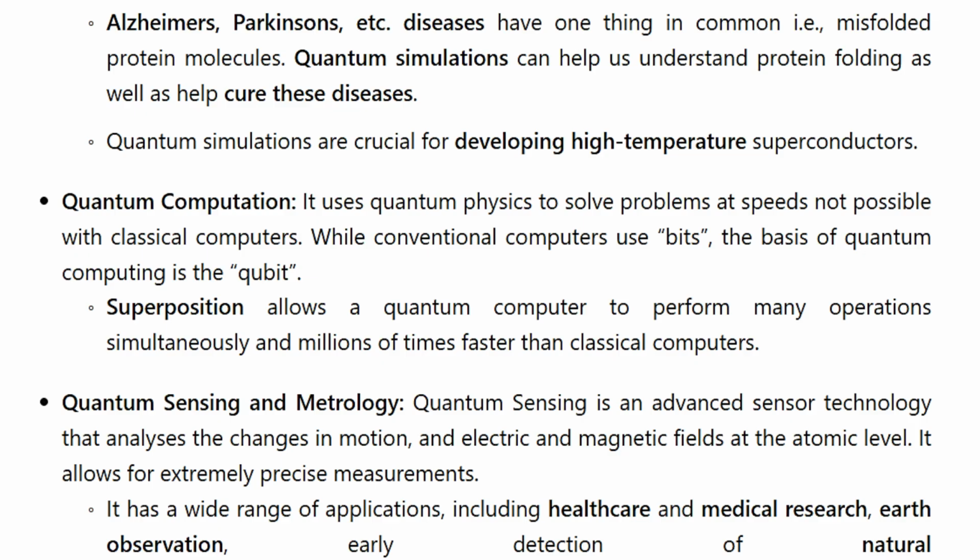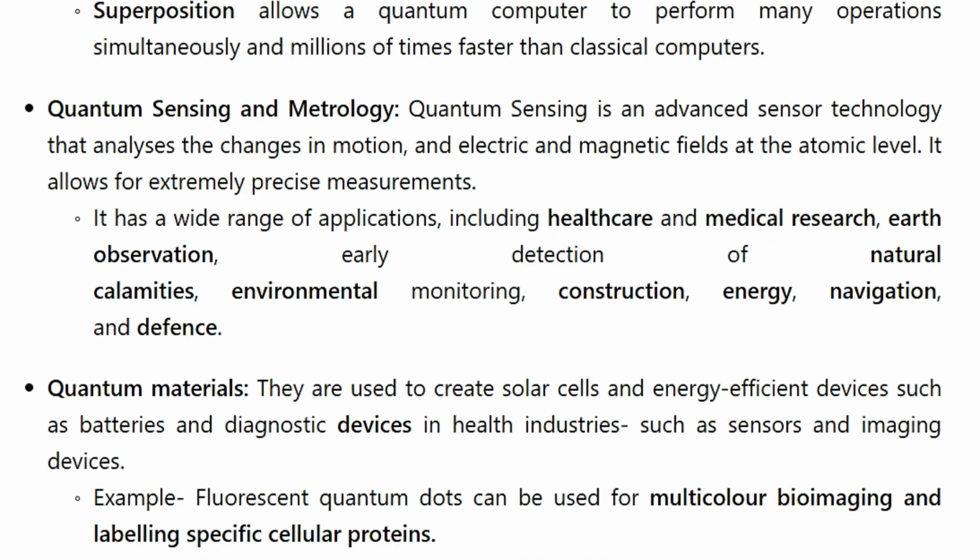Quantum sensing and metrology. Quantum sensing is an advanced sensor technology that analyzes the changes in motion and electric and magnetic fields at the atomic level. It allows for extremely precise measurements. It has a wide range of applications, including healthcare and medical research, Earth observation, early detection of natural calamities, environmental monitoring, construction, energy, navigation, and defense.